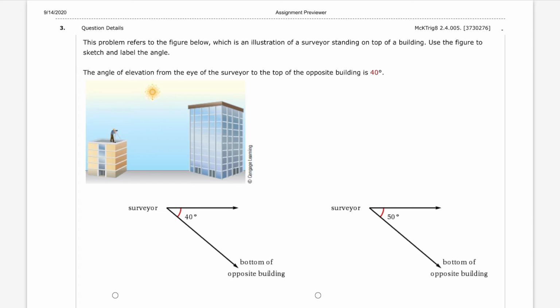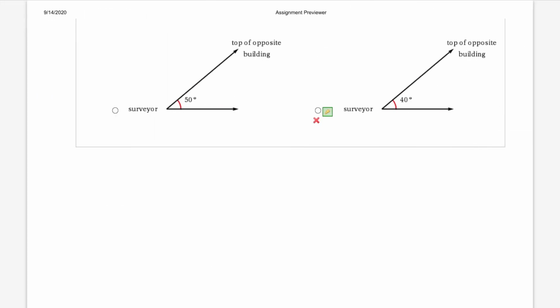This next problem is asking us to figure out which of these choices gives us the angle of elevation from the eye of the surveyor to the top of the opposite building. So that would look like this: here's the surveyor, that's the horizontal line, and this would be the angle of elevation that we're looking for, and it should be 40. So this is not correct because this is not correct. So it looks like it would have to be this one. Angle of elevation is 40. So this would be your correct choice.